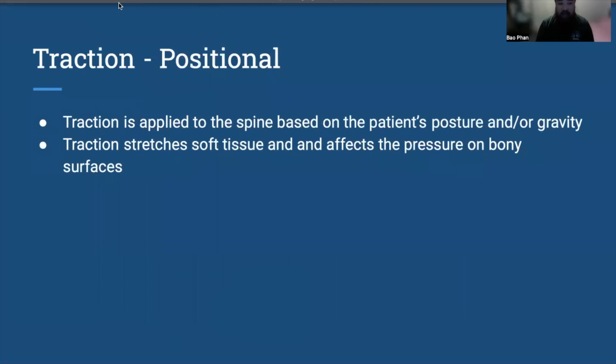Next, we have positional traction. This is going to be traction that's applied to the patient's spine, and we're going to be using their posture or gravity to accomplish this. The goal is to stretch the soft tissue and reduce the pressure on the bony surfaces.